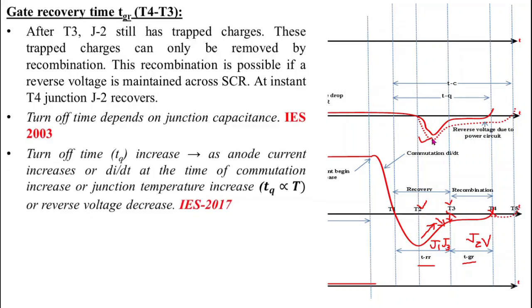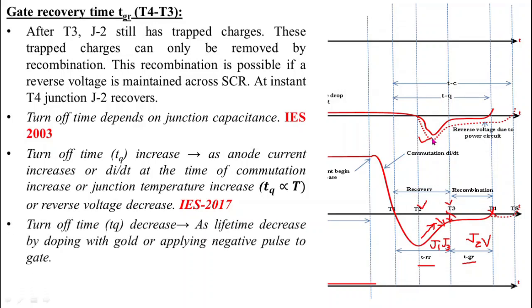Now the next important point is turn-off time depends on junction capacitance. Turn-off time increases as the anode current increases, or di by dt at the time of commutation increases, or the junction capacitance increases, or the reverse voltage decreases. Turn-off time decreases as lifetime of carriers decreases by doping with gold or applying a negative pulse to the gate.